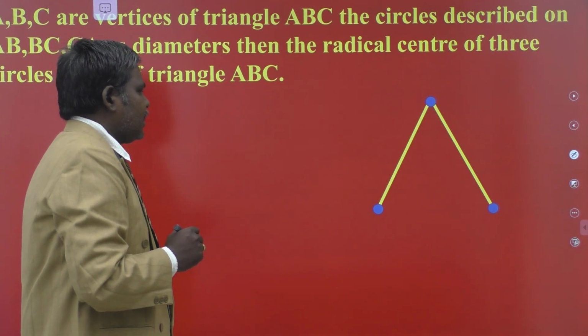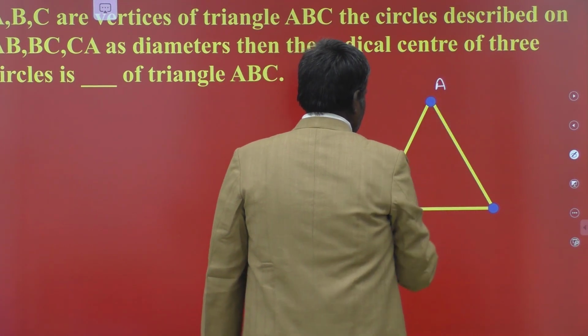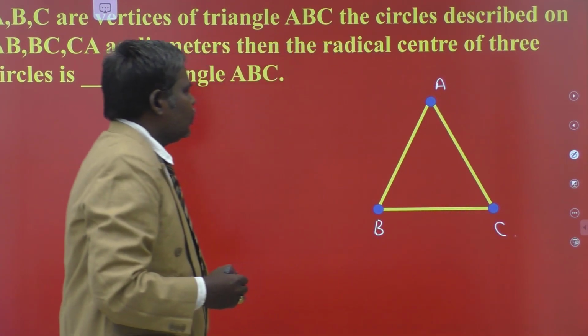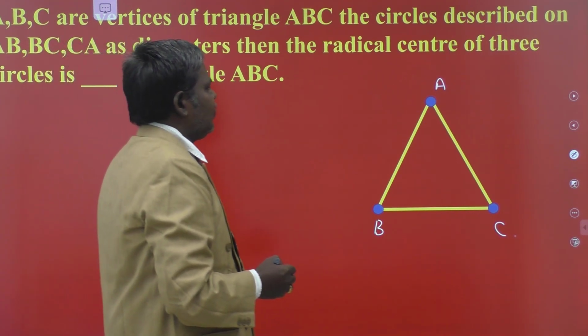So this is the triangle ABC, formed by joining the vertices. This is A, B and C. What you have to prepare? You have to prepare three circles such that AB, BC, CA are the diameters.